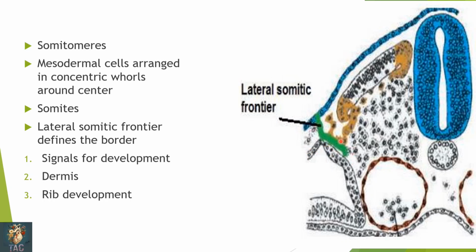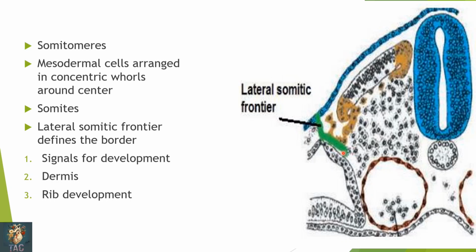This lateral somatic frontier is very important because the signals for development from this area are derived from the lateral plate mesoderm, while signals for development of the dorsomedial group are derived from the neural tube and the notochord.